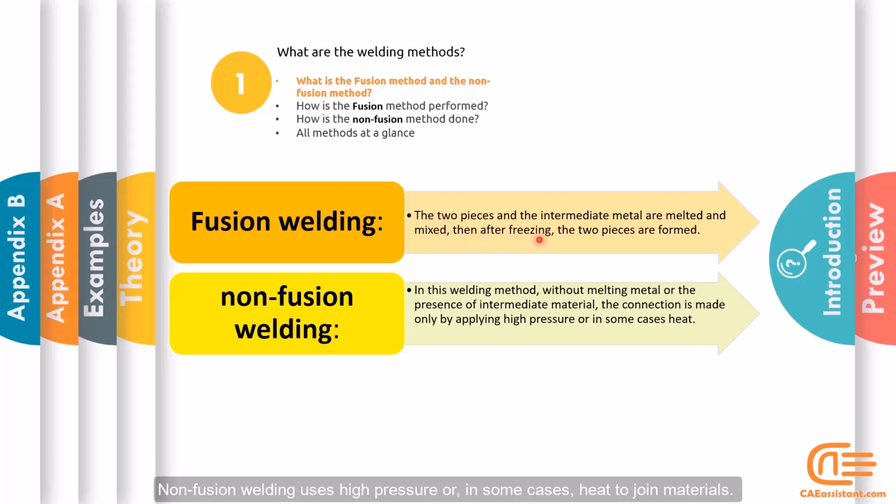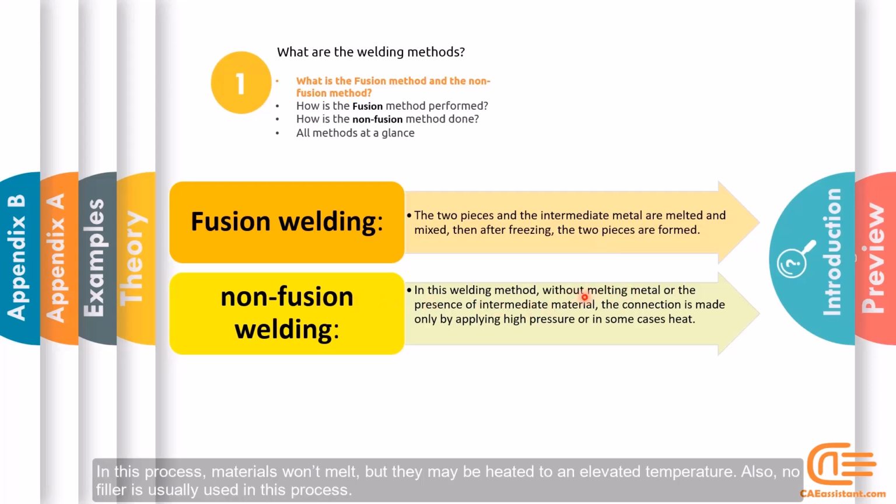Non-fusion welding uses high pressure or, in some cases, heat to join materials. In this process, materials won't melt, but they may be heated to an elevated temperature. Also, no filler is usually used in this process.